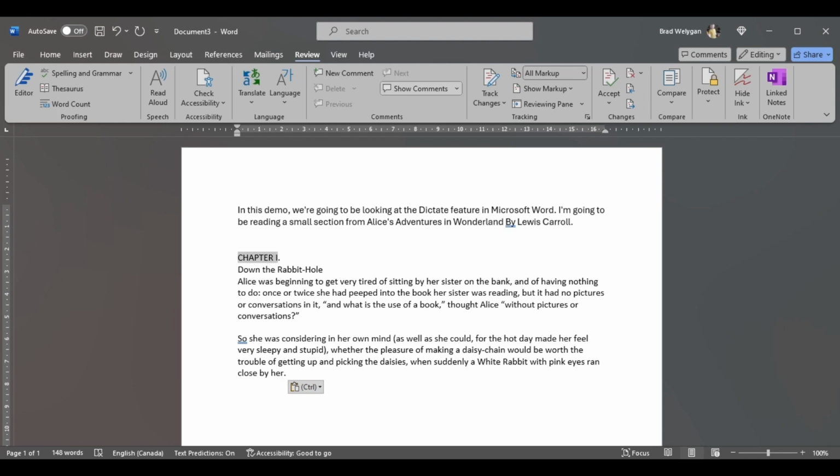Chapter 1. Down the Rabbit Hole. Alice was beginning to get very tired of sitting by her sister on the bank, and of having nothing to do. Once or twice she had peeped into the book her sister was reading, but it had no pictures or conversations in it. And what is the use of a book, thought Alice, without pictures or conversations?